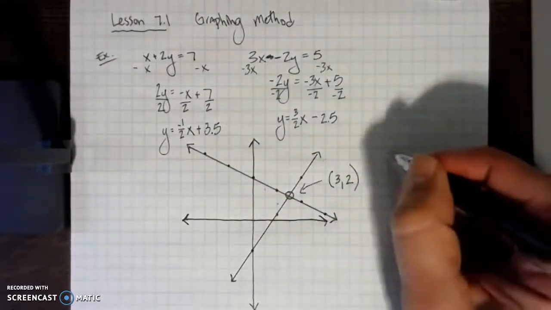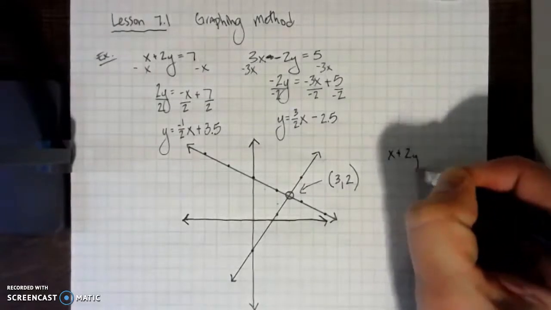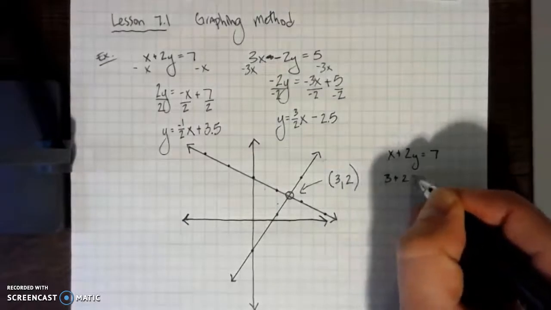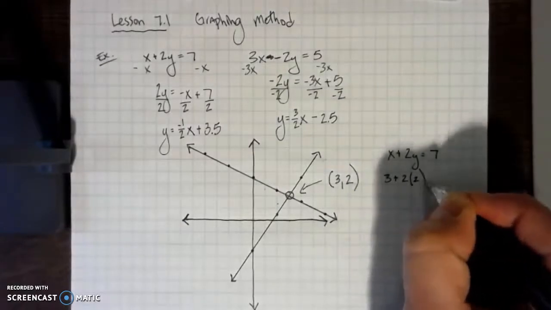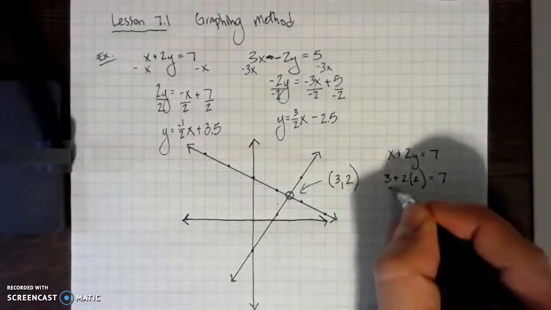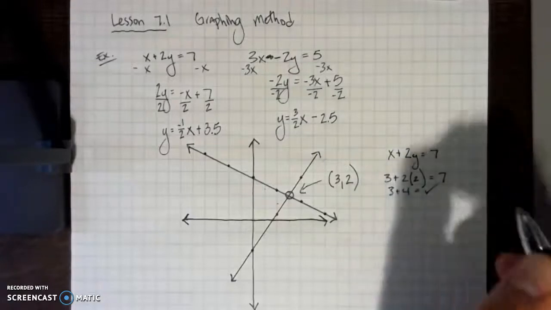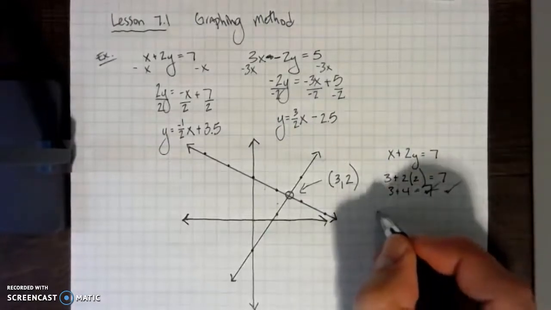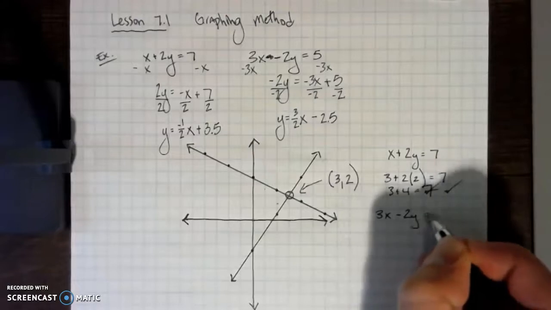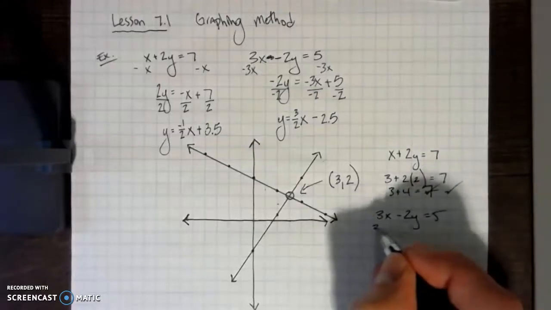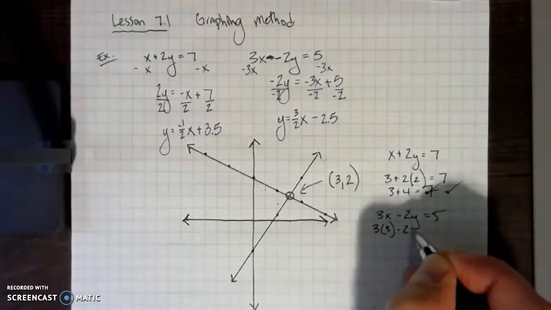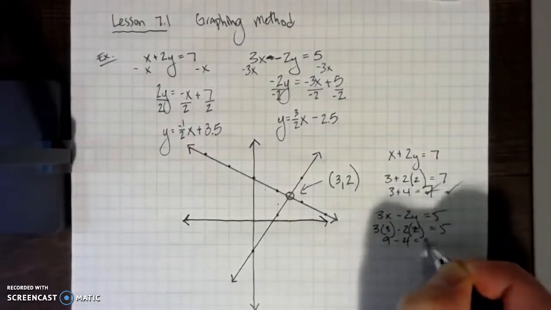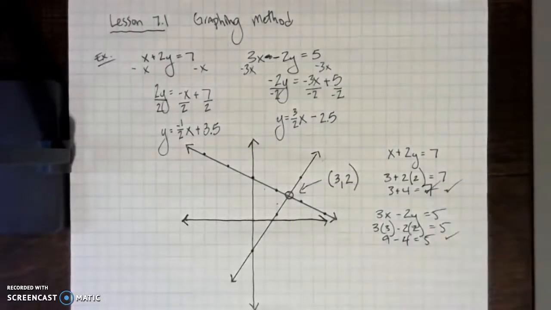So we had our 2 equations, x plus 2y equals 7. Well, if I plug in 3 for x and 2 for y, does it work? Well, 3 plus 4, does that equal 7? Yes, it does. And then I'd check the other equation, 3x minus 2y equals 5. 3 times 3 minus 2 times 2, does that equal 5? Well, 9 minus 4, that does equal 5. Alright, so we had the correct solution.